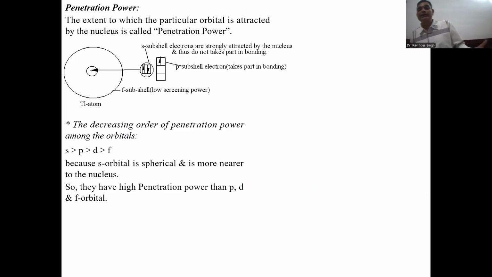Okay, so that's all about today's topics, the nuclear charge. What is nuclear charge? What is effective nuclear charge? What is screening constant? What are the factors which affect the screening constant? And what are Slater's rules by which you can calculate the effective nuclear charge? And the last point is the penetration power. What do you mean by the term penetration power? And what is the penetration power order of these different s, p and d subshell orbitals? So that is all about today's session or lecture.